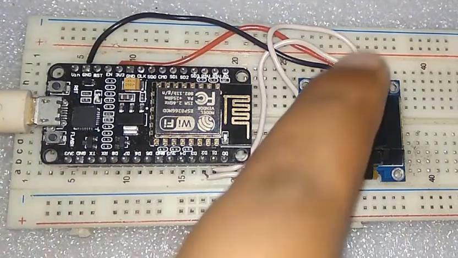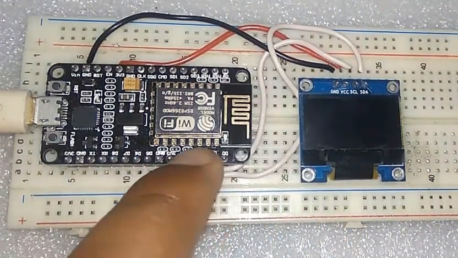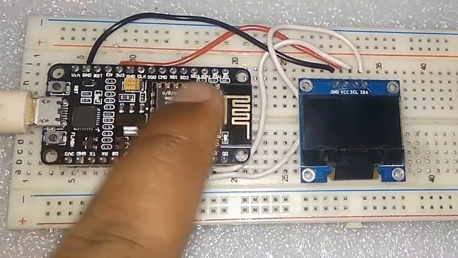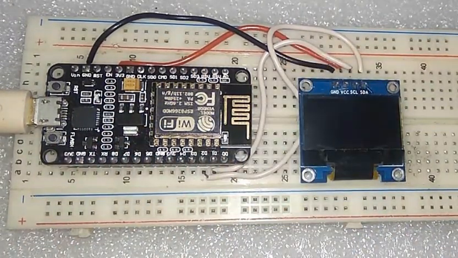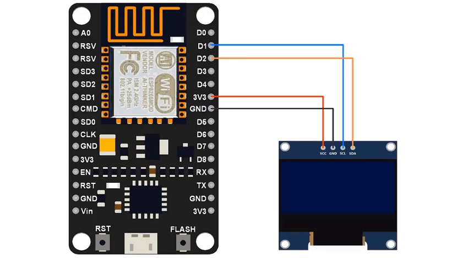So you can see this is an OLED module with ground, VCC, SDA and SCL pins, and we have connected SDA and SCL pins to digital pins D1 and D2 of NodeMCU. So this is the connection. D1 and D2 are connected to SCL and SDA, and similarly we are supplying 3.3 volt power supply and ground.